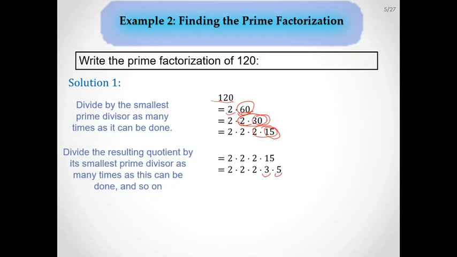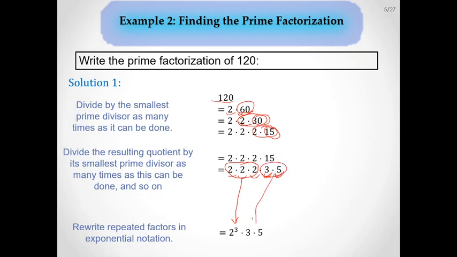And then there's nothing left. These are all prime numbers, so we stop. And we can write the prime factorization of 120 as 2 cubed times 3 times 5. We write the repeated ones as a power, as an exponent. For the 3 and 5, we don't use powers here because they are shown only once.